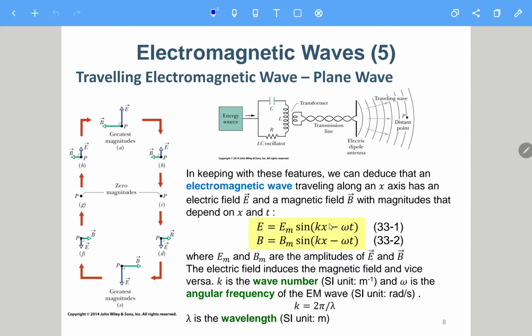And here we have some variables, omega t. I think you should be familiar with it. Omega is the angular frequency, and t is the time. Here, x is the displacement, so nothing special. The only new thing is that this k is called the wave number.